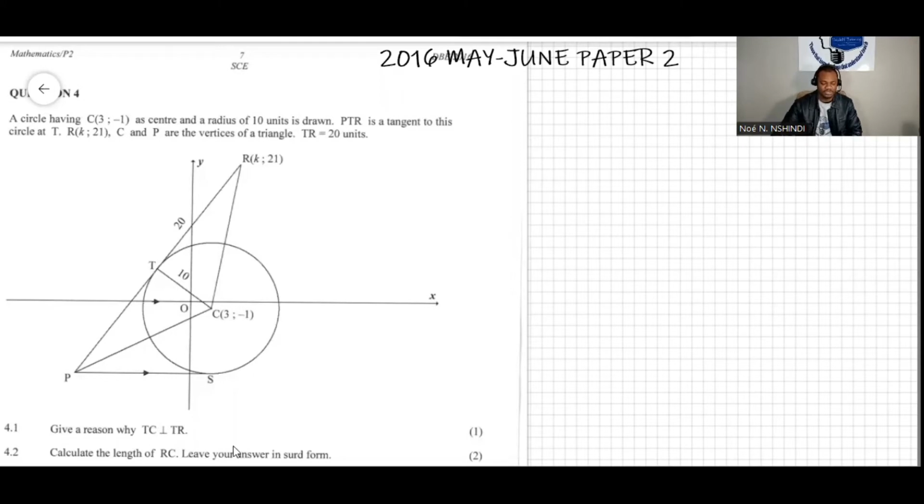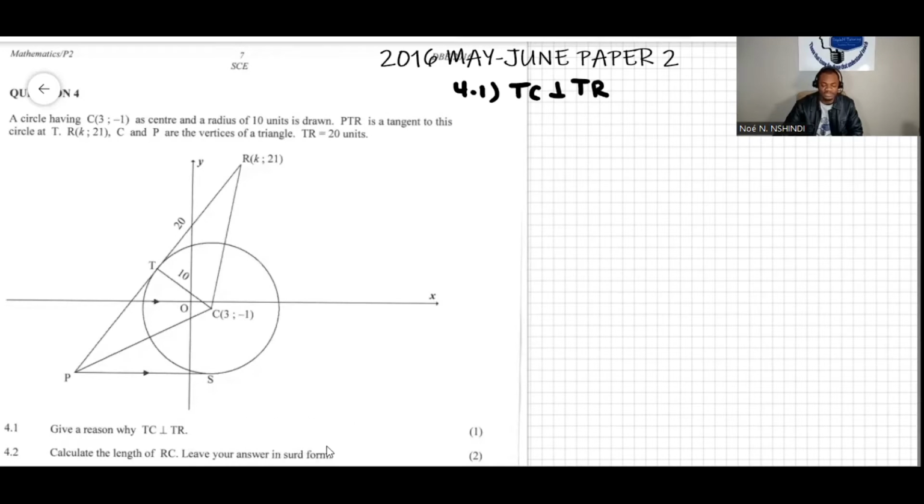So I'm going to write the question here, 4.1. Okay, we need to give the reason why TC is perpendicular to TR. Well, when you look at the line, TC is the radius of the circle, okay? And then TR is tangent to the circle. Now, we do know this property that the radius is perpendicular.